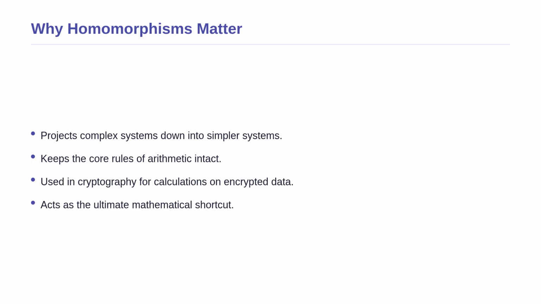Why do we care? In mathematics and computer science, we often deal with incredibly complex systems, like massive polynomials or huge matrices. A ring homomorphism allows us to project these complex systems down into much simpler, smaller systems, while keeping the core rules of arithmetic completely intact. For example, in modern cryptography, computers use homomorphisms to perform calculations directly on encrypted data, without ever needing to decrypt it first. If a system is too hard to solve directly, we translate it, solve it in the simpler ring, and use that answer. It is the ultimate mathematical shortcut.